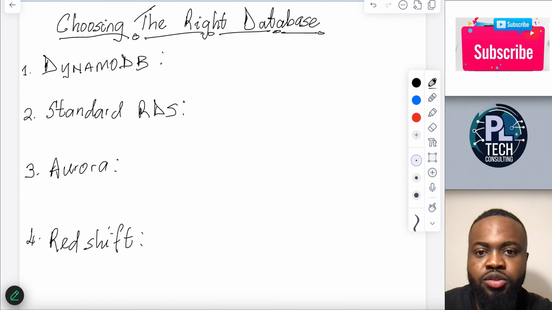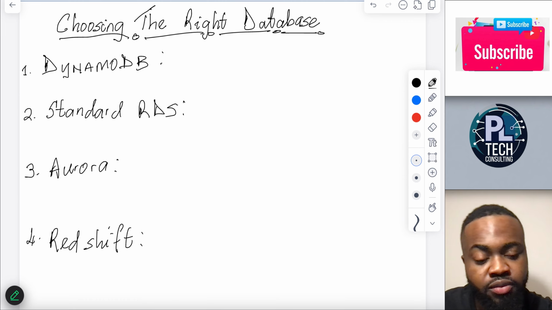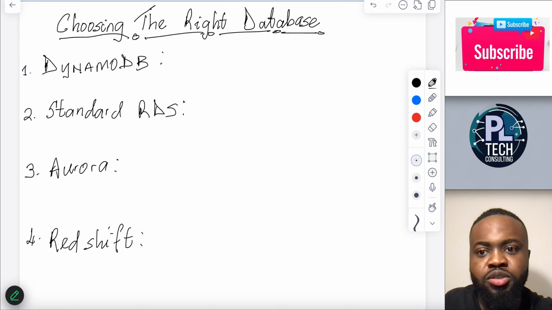Today I would like to show you how to choose the right database for your use case. I like to think of databases like restaurants. If you're trying to get married, you probably need to order catering, and if you're hungry on your way to work, you probably need some fast food. And that's how databases are engineered as well.